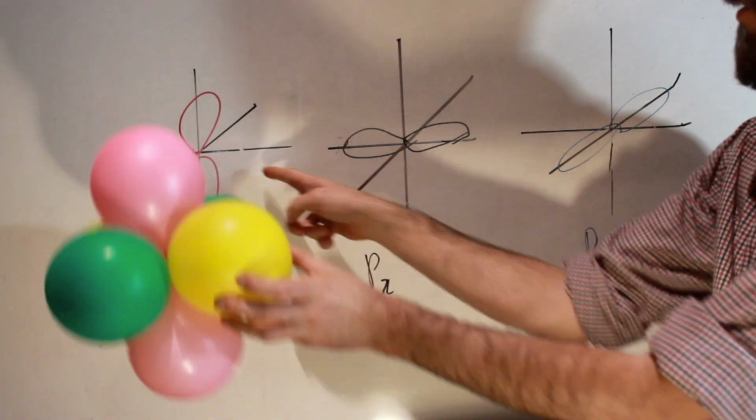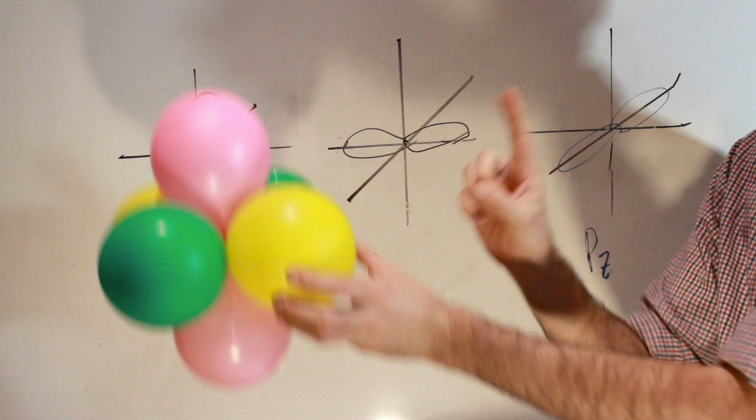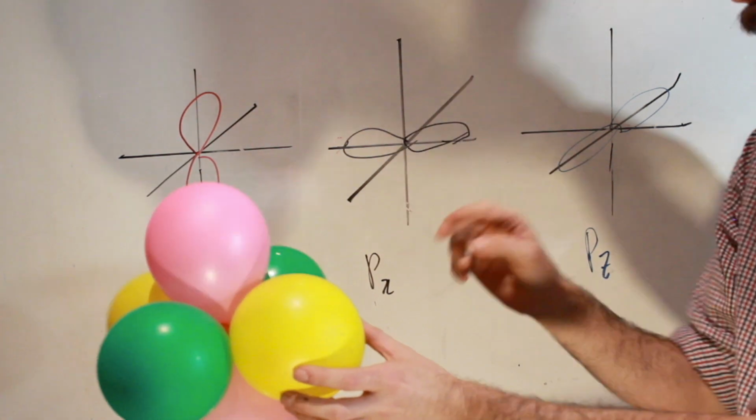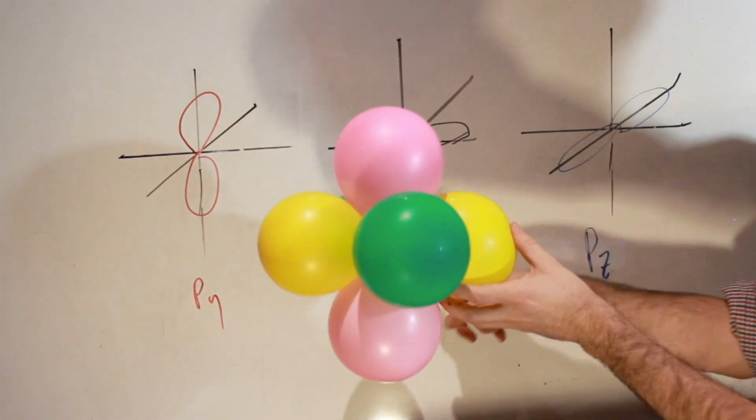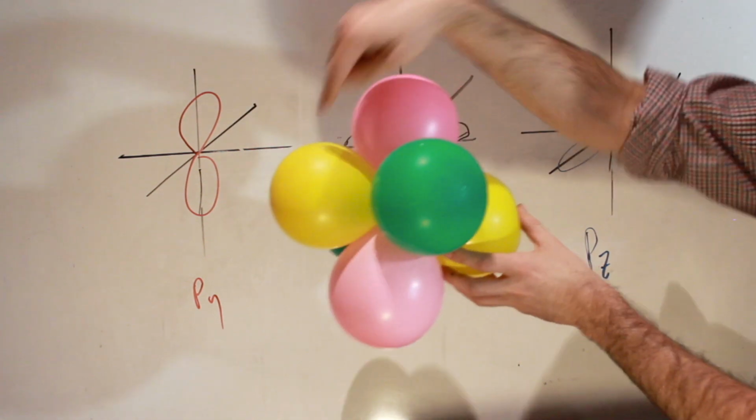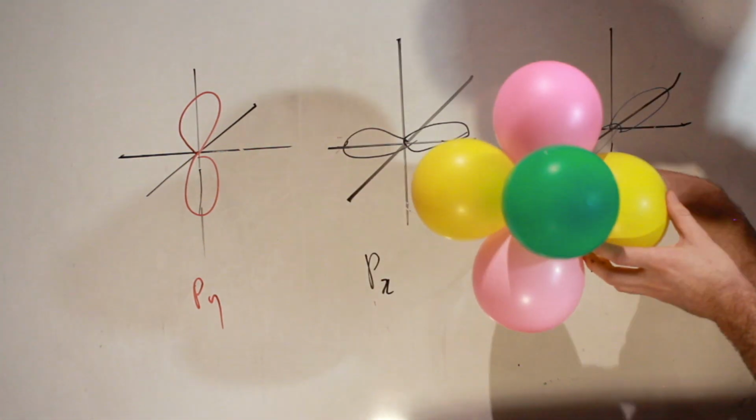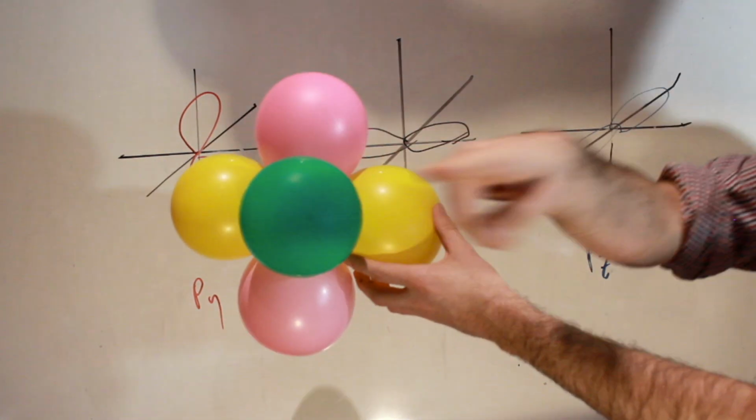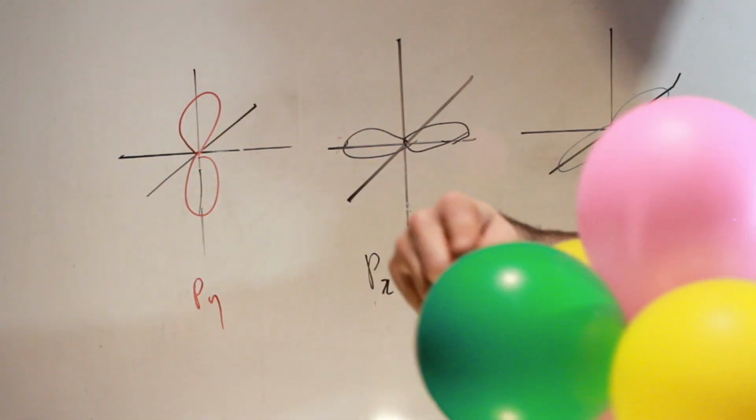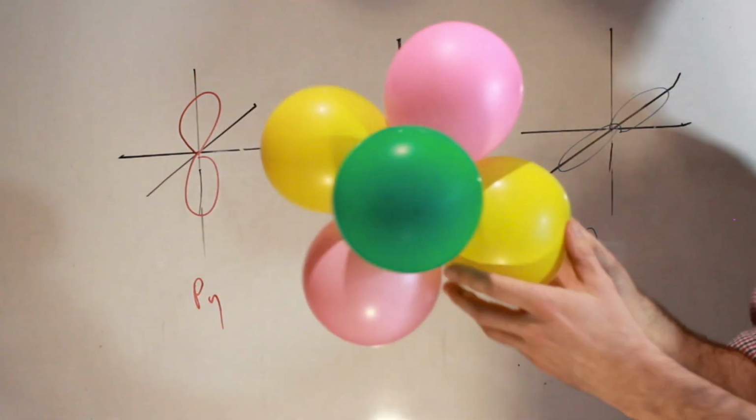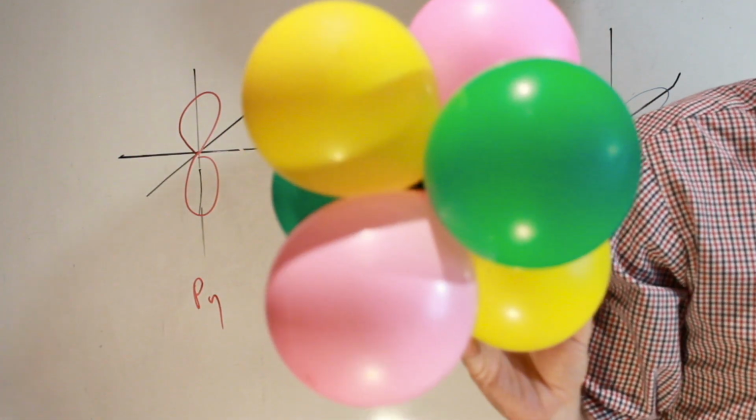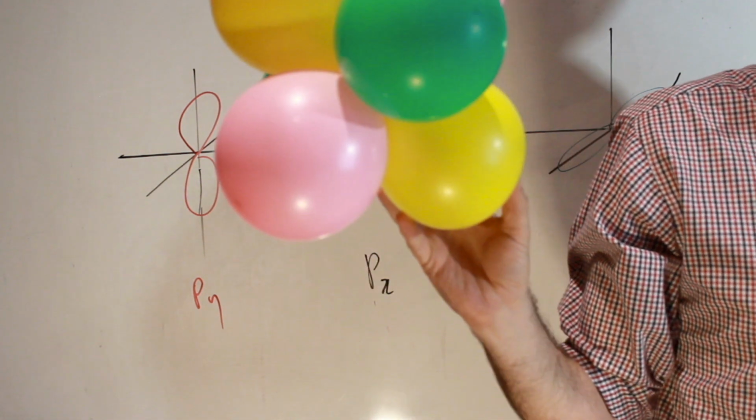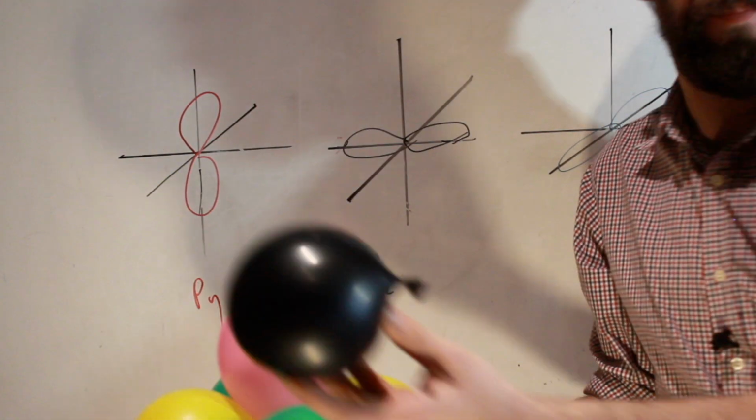So my pink is my py, 2 lobes, and 1 orbital can hold 2 electrons. Then the yellow can be the px, like that. And then the green is the pz. So you can see this z-axis is coming in and going out the back, in 3-dimensional space. And then to recap, our s orbital is a very simple sphere, like so.